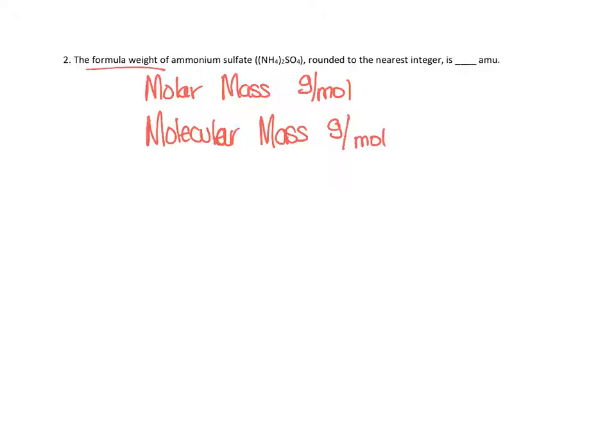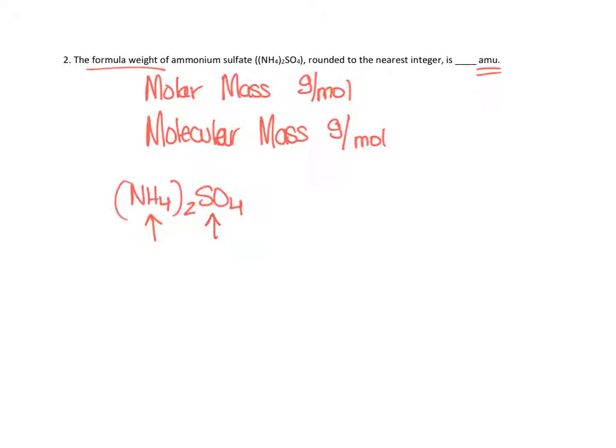Formula weight, formula mass, also sometimes called, see it's got lots of names, just has the units AMU instead, but the math is the same. So to do a formula weight, we need to look at the substance in question. So this is what's called ammonium sulfate.